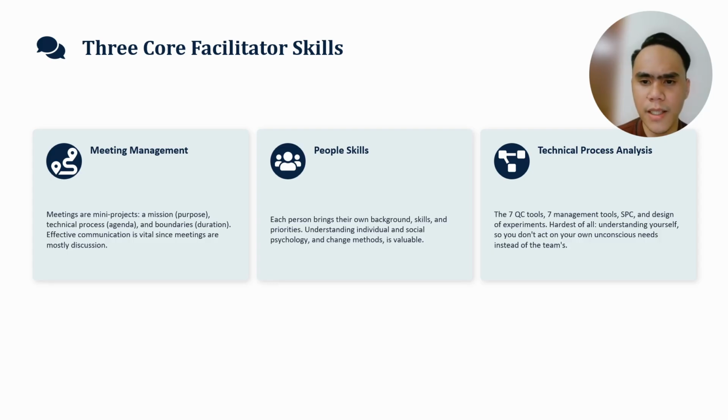So technical process analysis skills, the third one. Improving processes requires actually analyzing them. So an understanding of the seven basic quality control tools, the seven management tools, statistical process control, and the design of experiments gives a facilitator a wide range of tools they can introduce at the appropriate moment. We'll cover these specific tools in more detail later in the chapter.